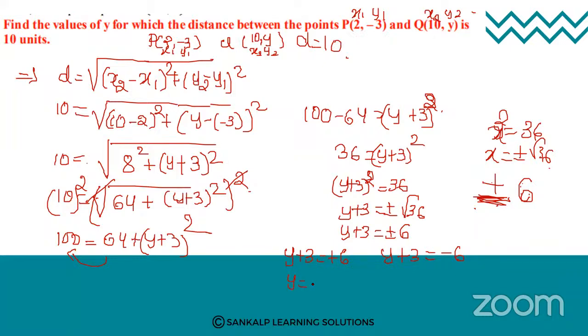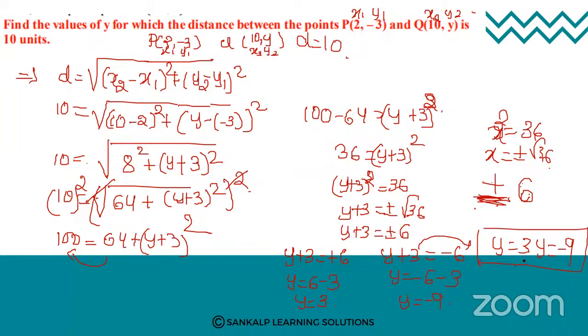Now y plus 3 is equal to 6. Transfer this 3 to this side. y is equal to 6 minus 3, that is 3. Now y plus 3 is equal to minus 6. Transfer this 3 to this side, minus 3. Therefore y is equal to minus 9. Now you got two values, that is y is equal to 3 and y is equal to minus 9.